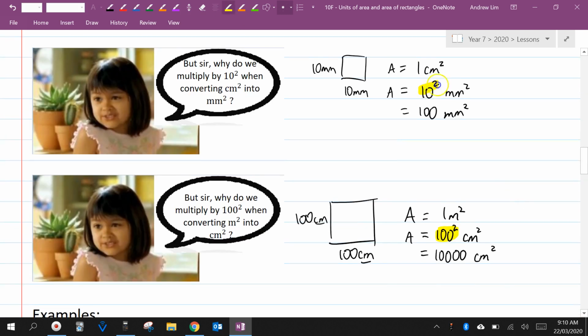For this one, we multiply by 10 squared. And same with converting square kilometers into square meters. Then we multiply by 1,000 squared.